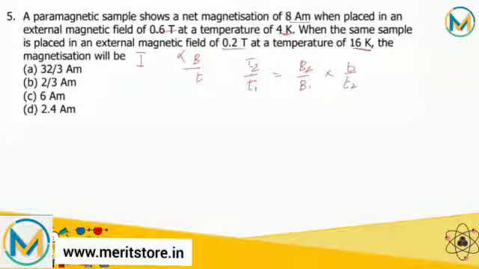So when we substitute all these values, I2 upon 8 is equal to 0.2 upon 0.6 into T1, which is 4, and T2, which is 16. When we cancel out all these things, we get I2 equals 2 upon 3 ampere per meter. So the correct answer for this question is 2 by 3, that is option B.